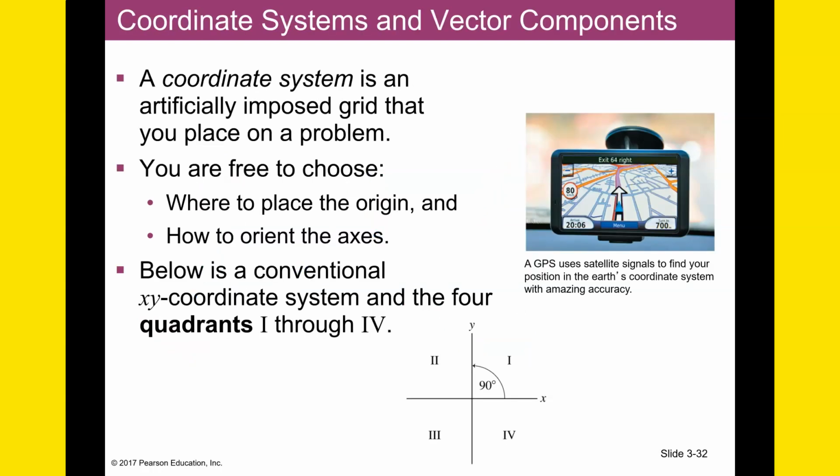Coordinate systems and vector components. A coordinate system is an artificially imposed grid that you place on a problem. You are free to choose where to place the origin and how to orient the axes. Below is a conventional XY coordinate system and the 4 quadrants 1 through 4.